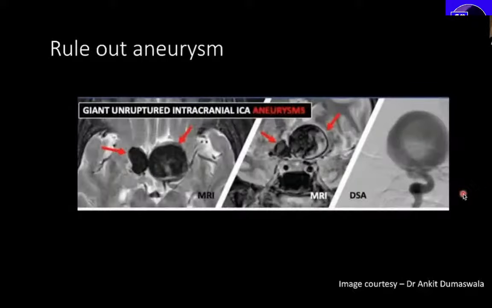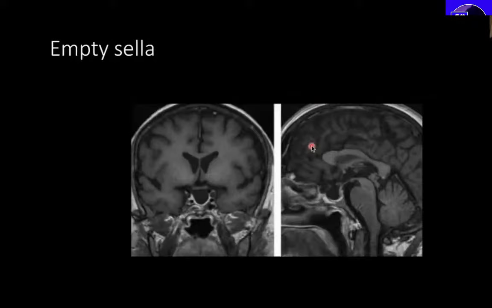Another differential is a supraclinoid ICA aneurysm, which can be mistaken for an adenoma. On MRI, we can see that this is a flow void, obviously an aneurysm, but especially on non-contrast CT, when the flow void looks slightly hyperdense, it can be missed. So always rule out an aneurysm. If we miss a suprasellar aneurysm and report it as an adenoma, it will be a disaster. Okay. So from the mass lesions, they are going towards empty sella syndrome. The sella is mildly enlarged, but there is hardly any pituitary parenchyma seen.